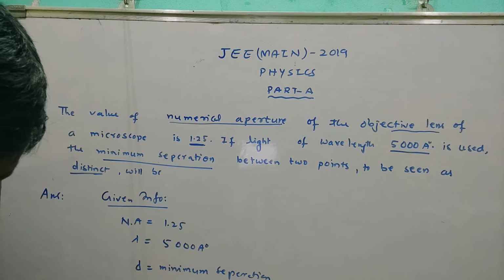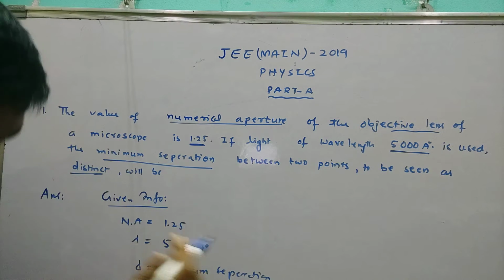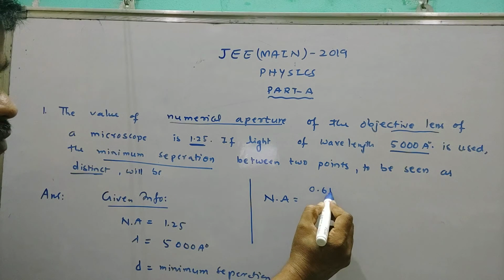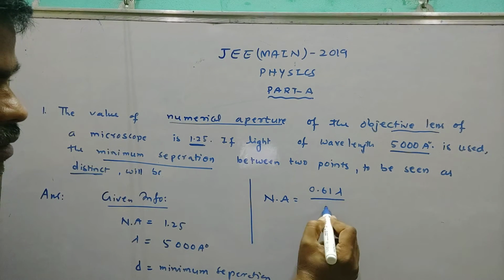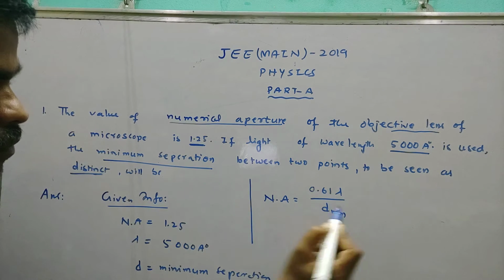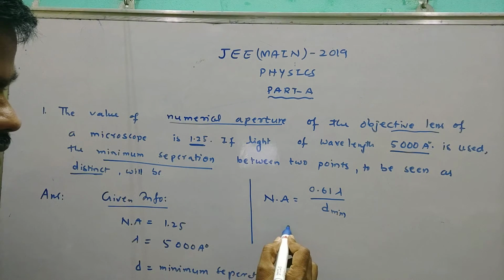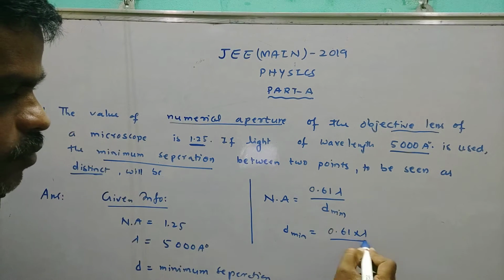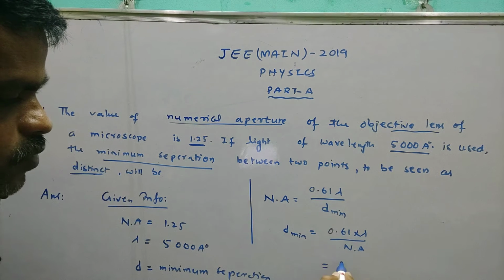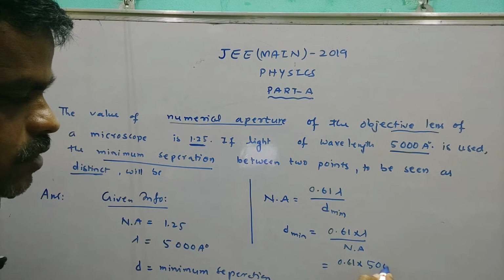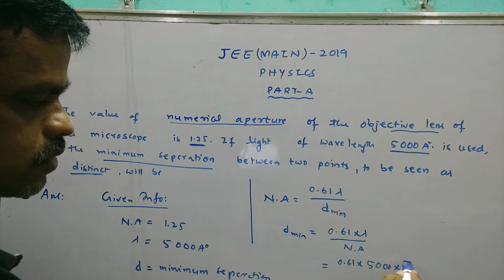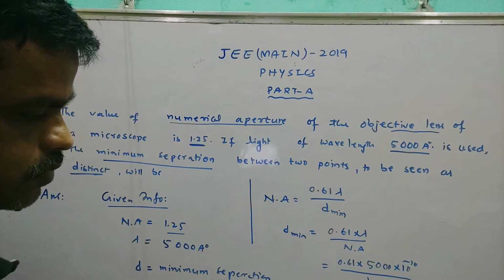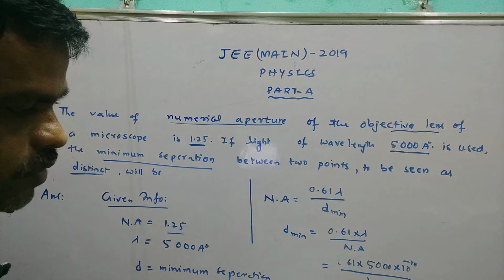So for this one, numerical aperture equals, we have the formula, 0.61 lambda by minimum separation. So here we have to calculate d, minimum separation, equal to 0.61 lambda by numerical aperture. So 0.61 into 5000 angstrom, so that is 10 power minus 10, numerical aperture 1.25.